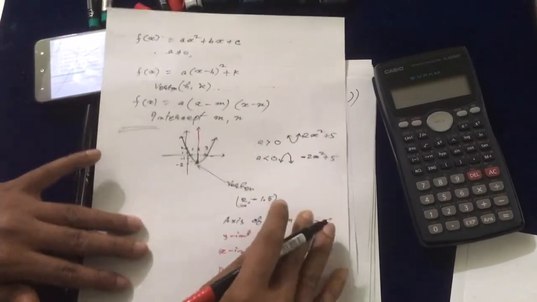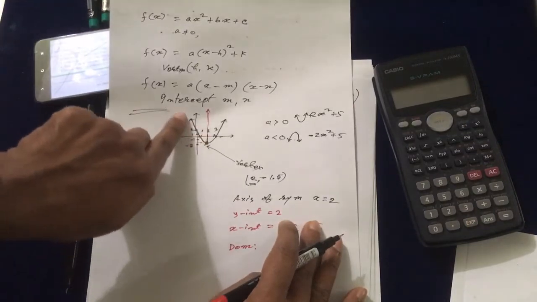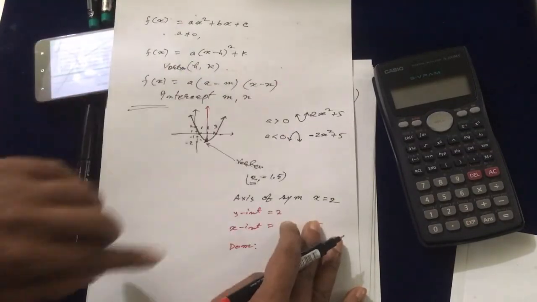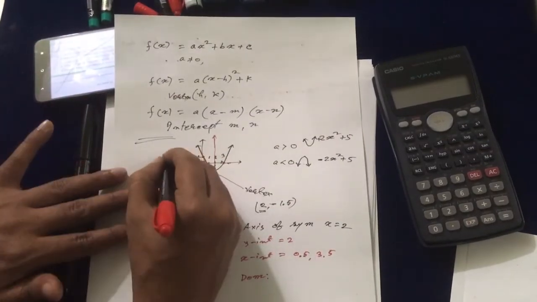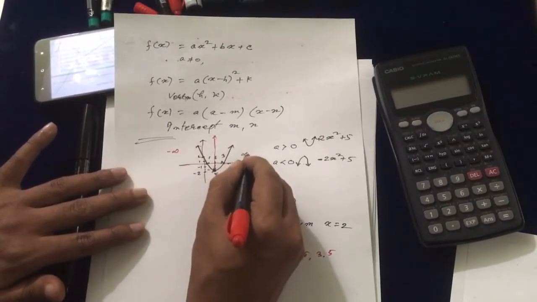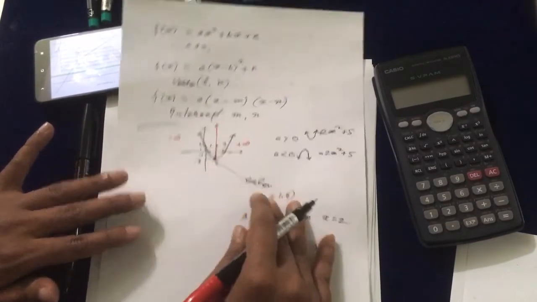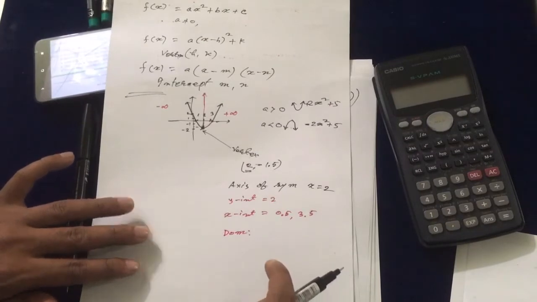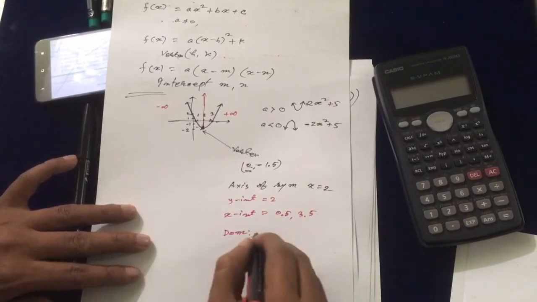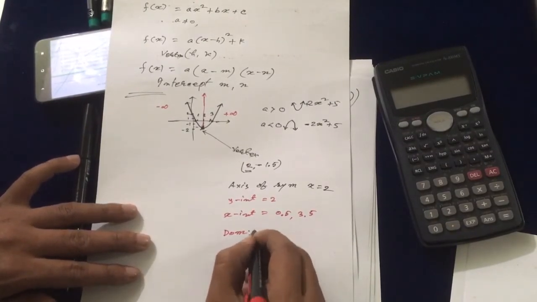Domain. Now look, the graph is going in this direction forever and in this direction forever. That means in the x direction, from negative infinity to positive infinity, the graph is going around. So the domain will be all real numbers.